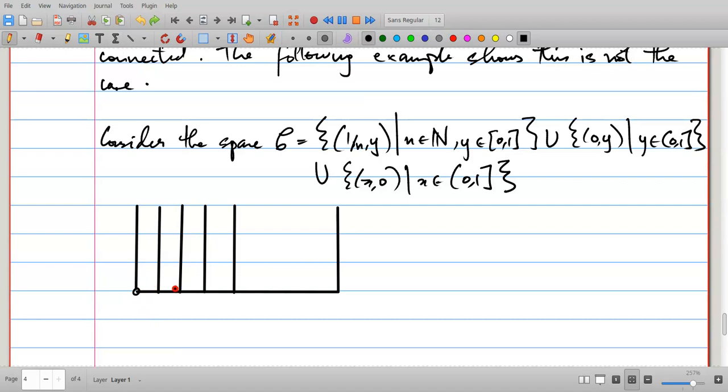So the origin is deleted and this is 1, so this picture is not up to scale. So this point, let's call this point P. And at each 1 upon n, so this is 1 by 4, this is 1 by 3, this is 1 by 2, so there's 1. At each 1 by n, we take the vertical line up to length 1.